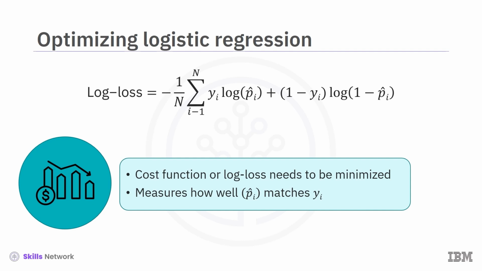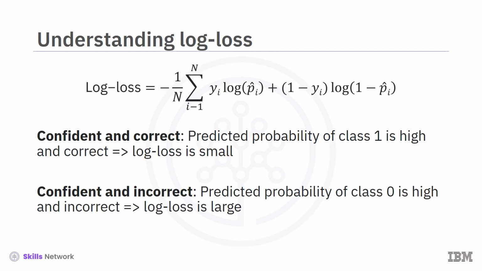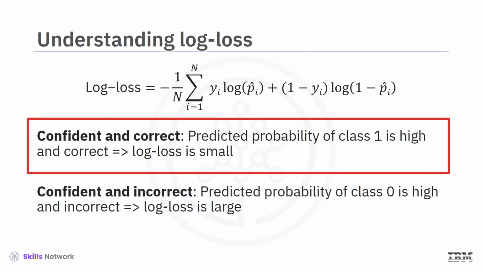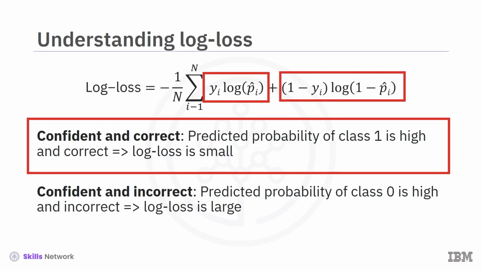The negative sign exists because the logarithm is negative for arguments between 0 and 1. Log loss favors confident classifications that are correct. For instance, when the predicted probability of class 1 is high and correct, p hat i is close to 1 for an observation, and yi is equal to 1. You can convince yourself by inspecting the formula that the log loss is small. Indeed, the first term vanishes because the log term tends to 0 as the probability approaches 1, while the second term vanishes because the factor 1 minus yi is 0.